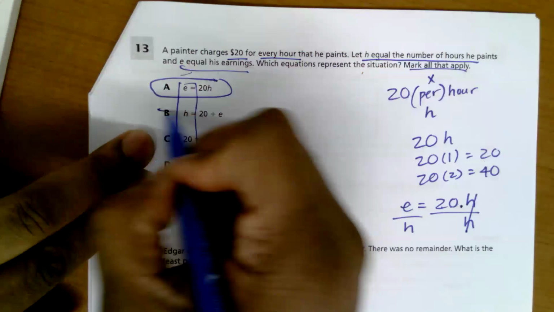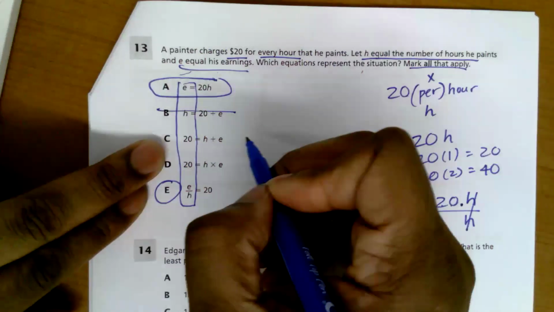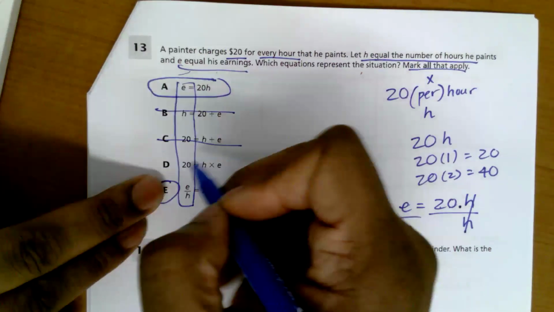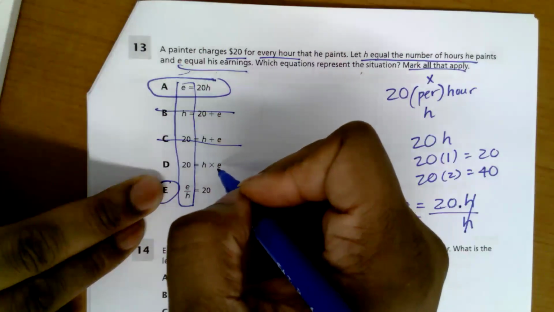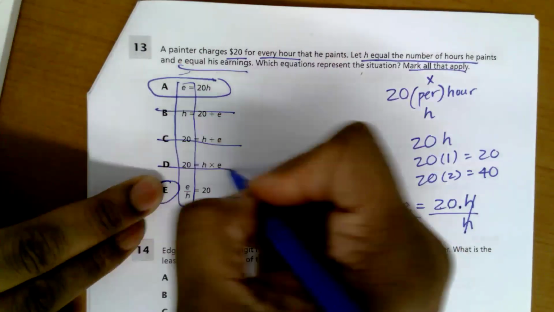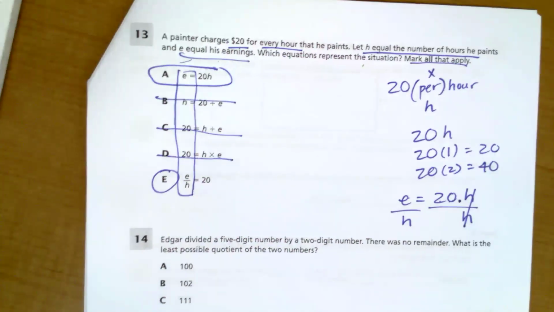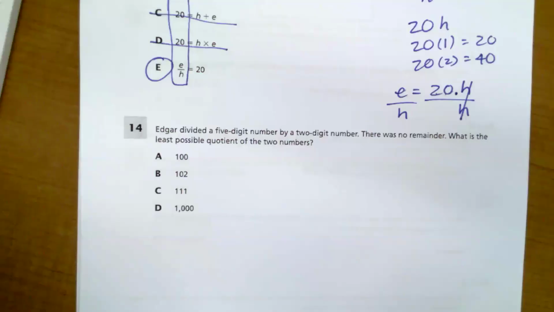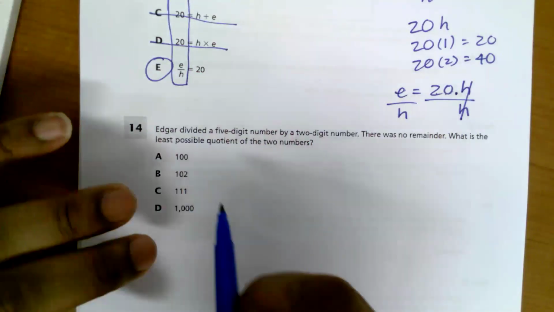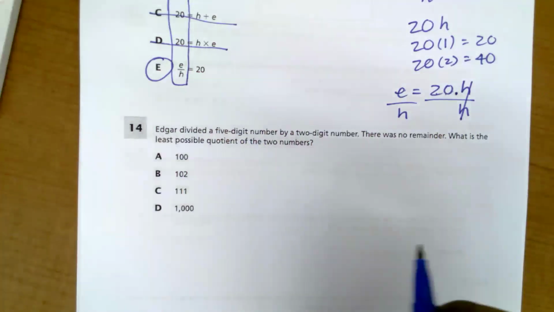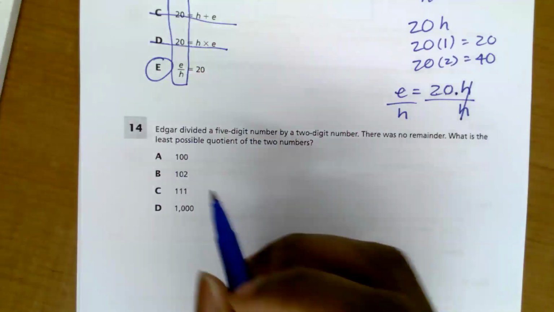Hours could not be that. 20 is hours plus the total? No. 20 is hours times the total? No. So it's either A or E. I was a little confused on this, but that's why sometimes it's really good to visually write down what you have.